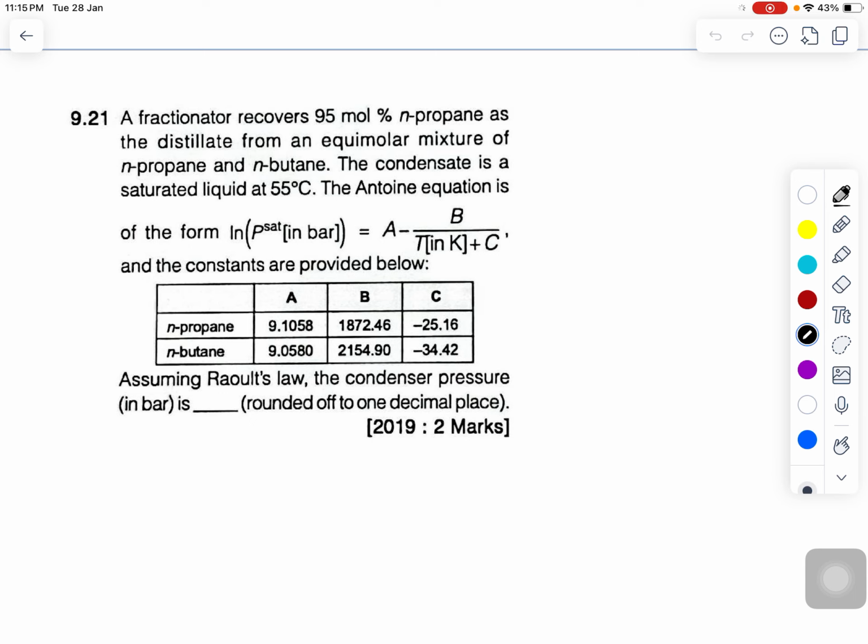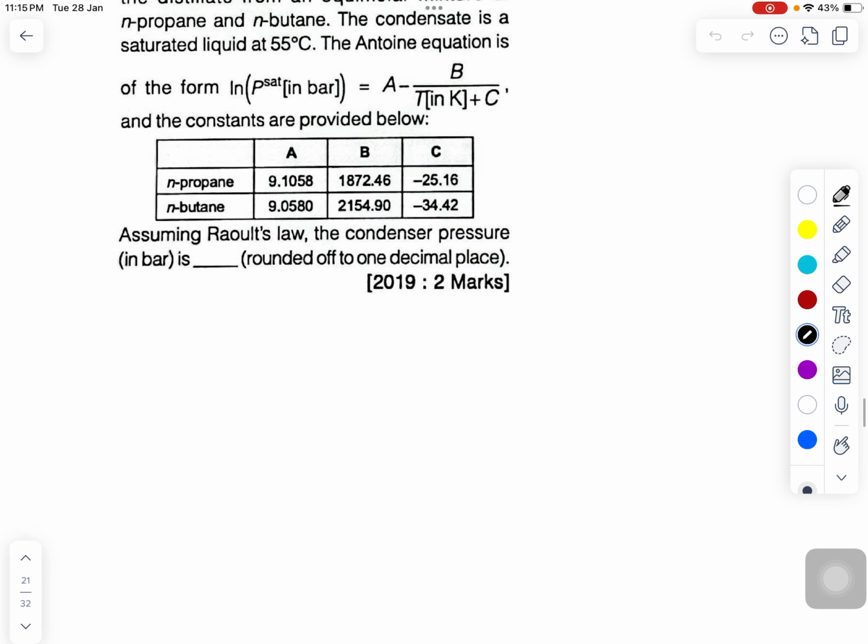The question says that a fractionator recovers 95 mole percent n-propane as the distillate from an equimolar mixture of n-propane and n-butane. The condensate is saturated liquid at 55 degrees centigrade. The Antoine equation has been given to you. Sometimes they will give you the Antoine equation, sometimes they may not, so you have to understand these things. Assuming Raoult's law, you are supposed to calculate the condenser pressure. Before you solve the problem, you should understand what Raoult's law is.